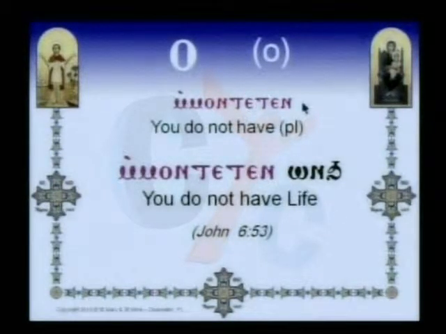For M1Teten, you do not have, and as you remember, you have is O1Teten. But for M1Teten, you do not have, and this is from John 6, M1Teten Onch, which means you do not have life. Onch means life.